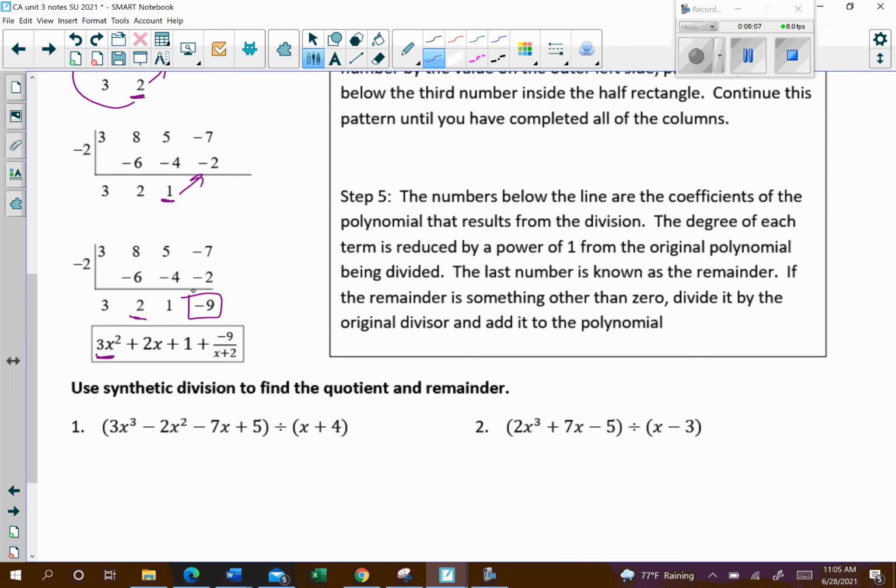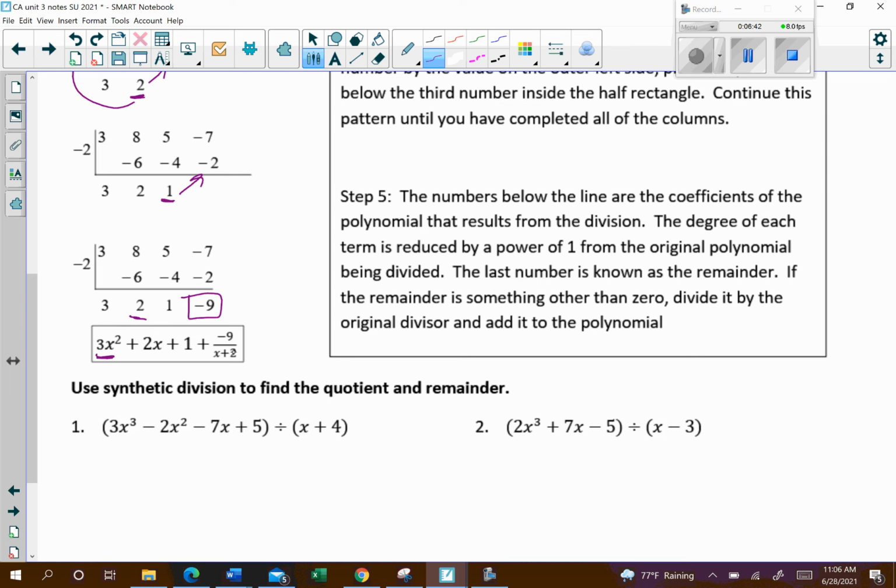My remainder was -9, and what you do is you just tack it on divided by the original divisor, which was x plus 2. That's what we were dividing the polynomial by. Okay, so I know, if this is the first time you've ever seen this, you're going to be like, that was kind of weird, right? But the good thing is, we're going to do a lot of them, and it really isn't that hard. It's not a very hard process. It's just multiplying and adding, really. And so just kind of be patient.